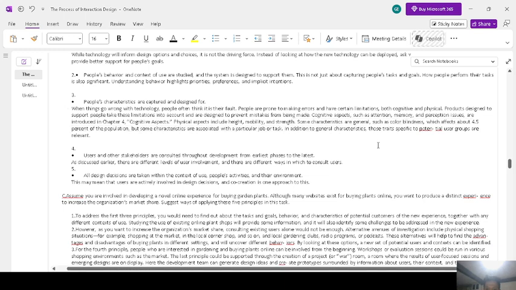Some characteristics are general, such as color blindness, which affects about 4.5% of the population. But some characteristics are also associated with a particular job or task. In addition to general characteristics, those traits specific to potential user groups are relevant. So different people have different capabilities. Some could understand a system faster. Some could understand emotion faster. So basically, you have to design your product based on the target demographics.